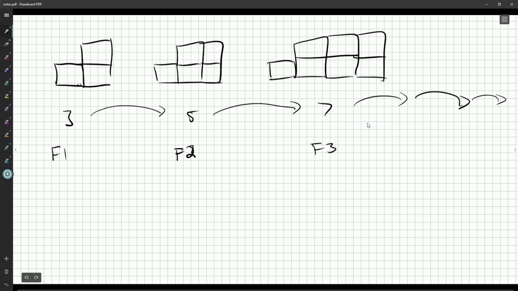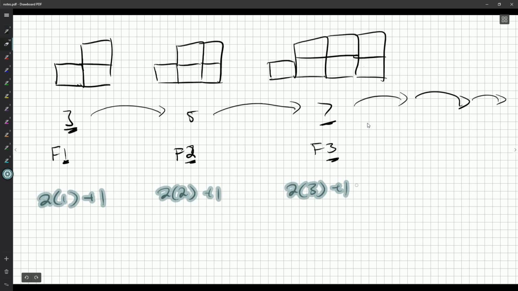Or what we could do is we could try and find a formula. 3 is 2 times 1. Okay? So my figure number times 2. Well, 3 is not 2 times 1. 3 is 2 times 1 plus 1. Okay? And 2 times 2 plus 1 is 5. And my figure 3 here, 2 times 3 plus 1 is 7. Now, if you don't see immediately where I'm coming with these numbers, that's okay.